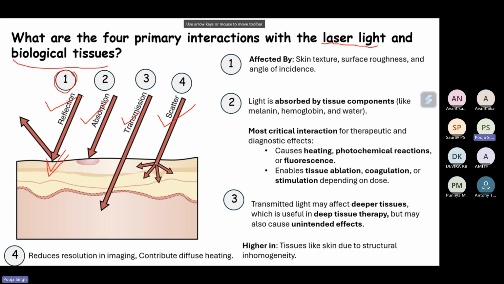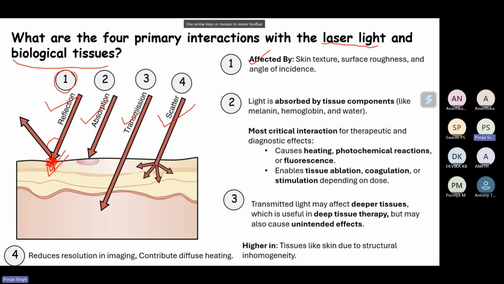Why does the reflection happen? Because it does not have enough intensity to penetrate the tissue. So why does it not penetrate? Maybe your skin texture was different, or you had very high surface roughness, or the angle of incidence was not correct. These might be the possibilities when your laser is reflecting while interacting with the tissue.